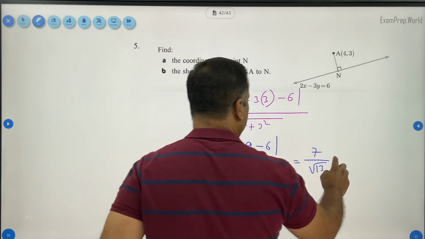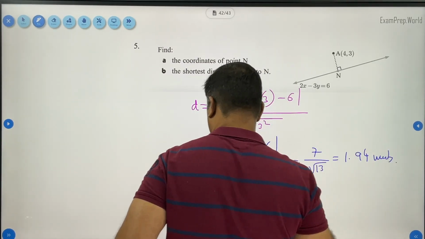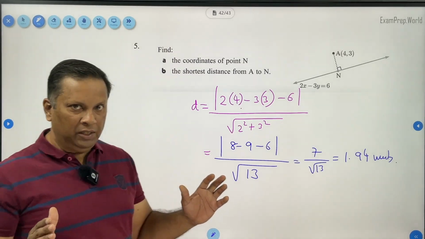That is 1.94 units. Okay, so it was easy, right?